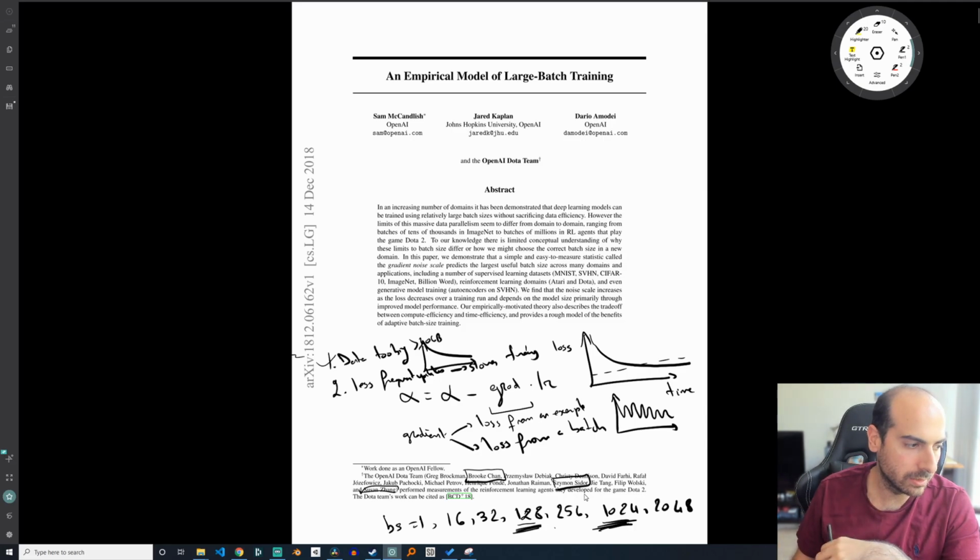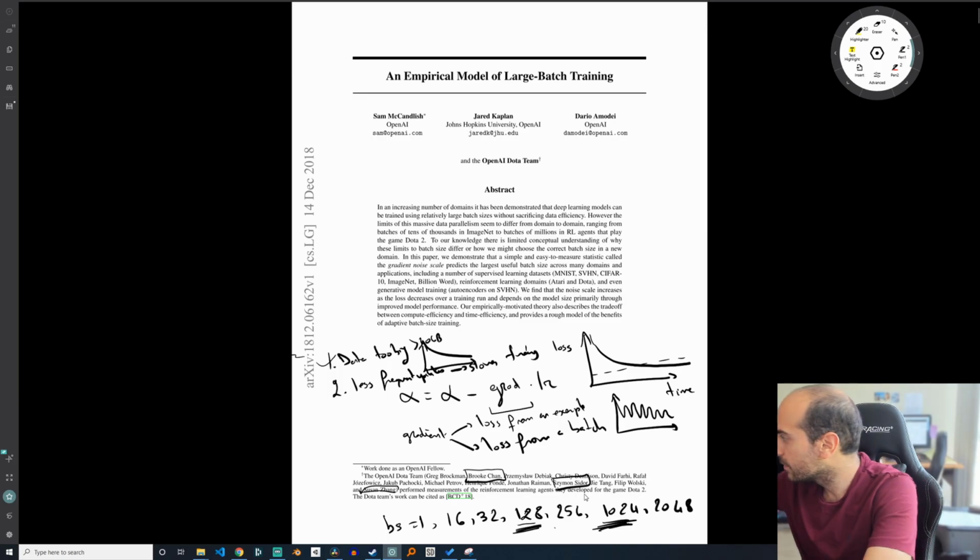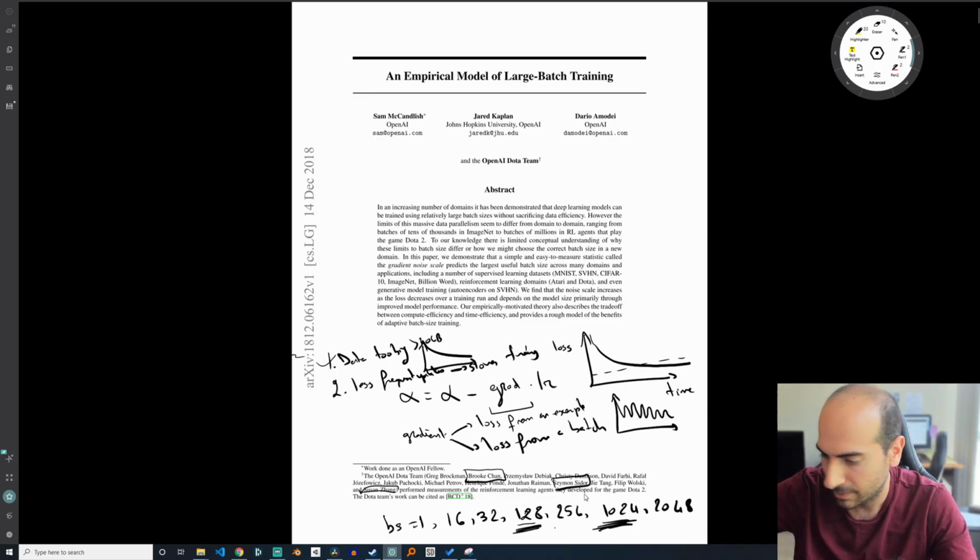So this is sort of the main background. Why is it that we see this sort of weird effect? Is there some sort of theory behind it? And in practice, what should we use as our batch sizes?